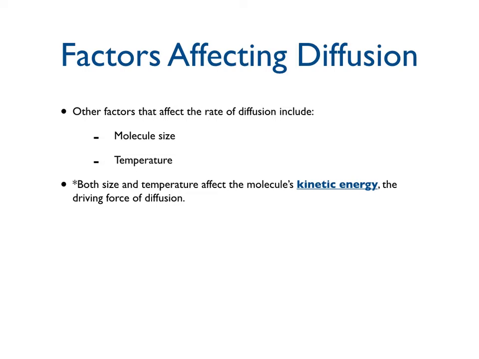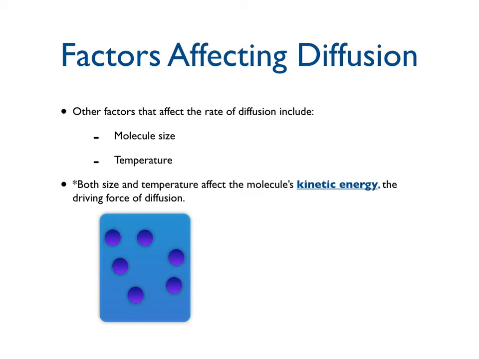Temperature is also very important. The greater the temperature, the faster the particles move, and thus the faster the rate of diffusion. To illustrate the effect of temperature, look at the figure on the screen. The blue rectangle represents a beaker of salt water, and the salt particles are represented by the purple circles. The beaker is also at room temperature. And at room temperature, you can see how quickly the particles move.